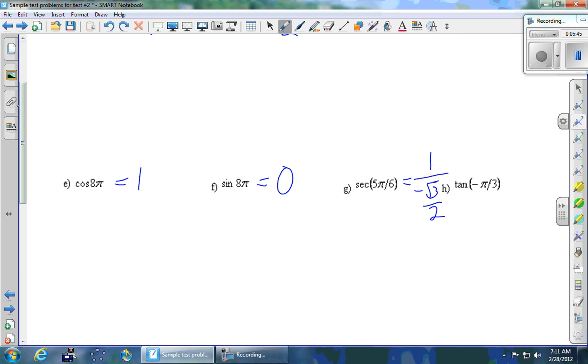And all we need to do is clean this up just a tiny bit. The 1 divided by has the same effect as flipping over the number. So negative 2 over root 3. Some folks don't like having radicals in the bottom. I don't mind them. So this answer is good for me, but feel free to rationalize if you wish. Negative 2 root 3 over 3. It gets that radical out of the bottom.